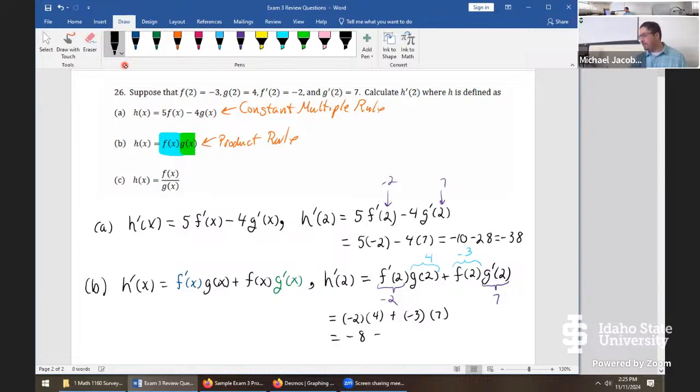So this looks like a -8 minus a 21 for a -29 altogether. So that's how our part B ought to go. We need to do it one more time with the quotient rule. But any questions so far, folks?